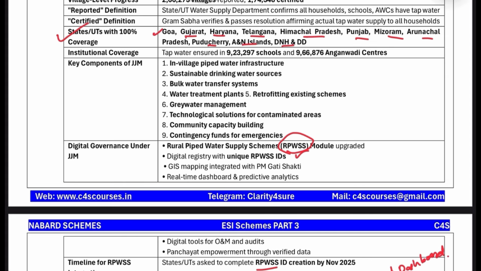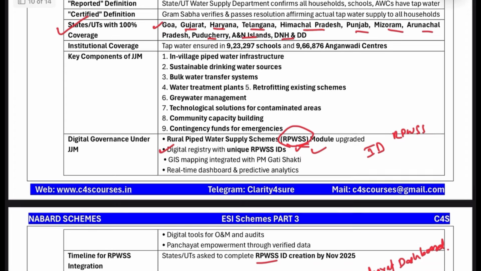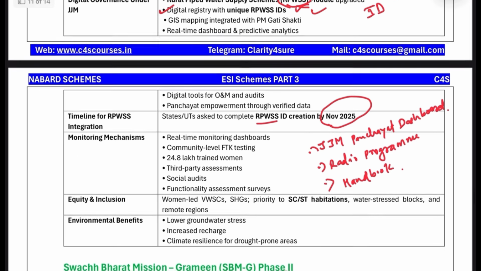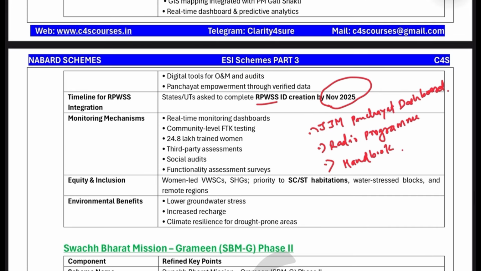Okay, so there is one important concept, that is the Rural Piped Water Supply Scheme module. Every pipe connection is going to receive this ID, the RPWSS ID, through which we can digitally manage, geotag, and monitor everything. So the unique feature or technology integration is the RPWSS IDs, which will be given to each connection, right? And we are targeting this by November 2025.